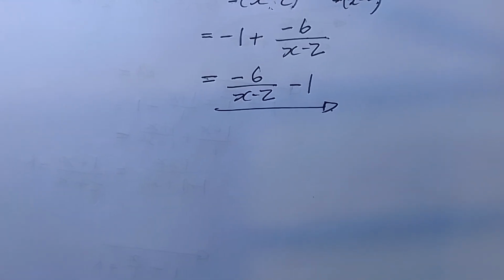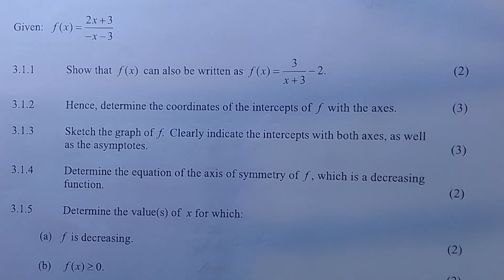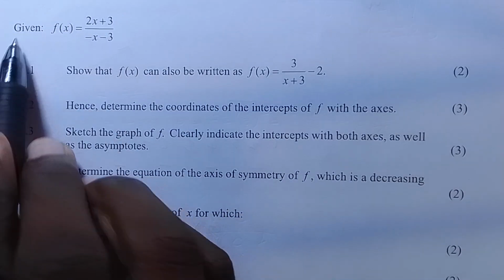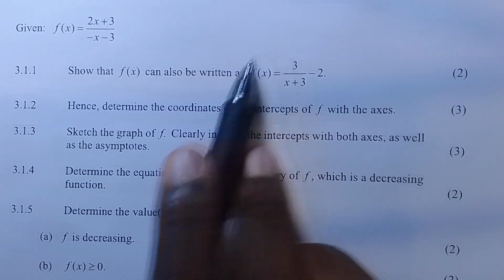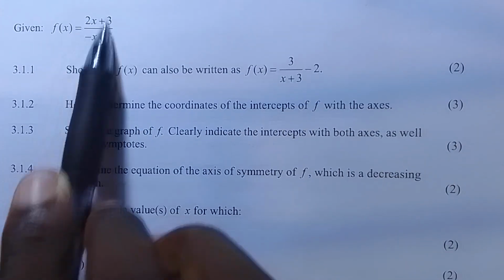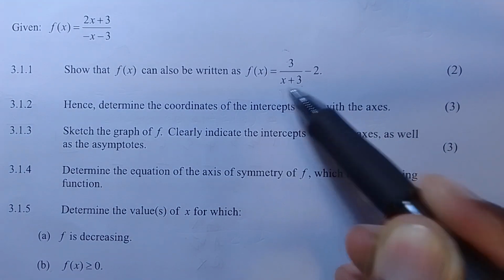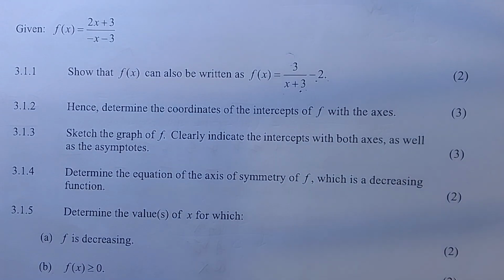Okay, finally, we are going to do the last one, which is the one I promised at the beginning of the video. Let me get another piece of paper. So this one is the question they had on the March test. They say, given this, show that f at x can also be written as this. This question is basically asking you to take this and write it in the form a over x plus p plus q. So we are just gonna do that.